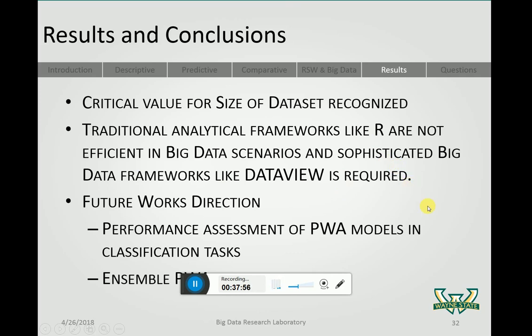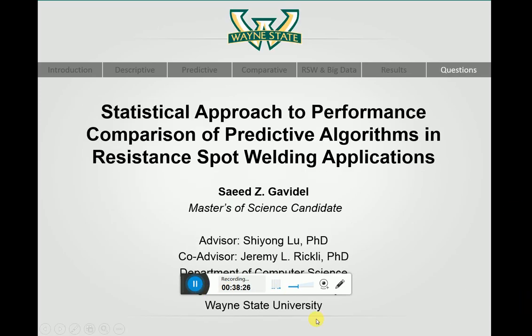Our future work will focus on performance assessment of models in classification tasks. As mentioned in this research, we just focused on regression tasks, and we don't know which model performs better in classification tasks. Another direction for our future work is assembling of PWAs in the hope of improving the prediction performance. Thank you very much.